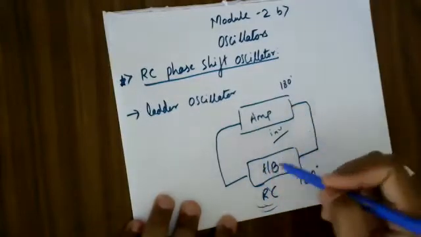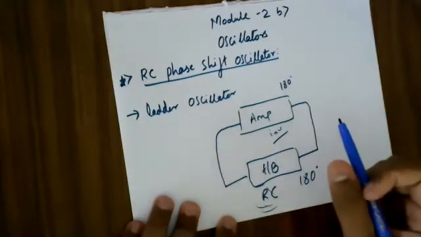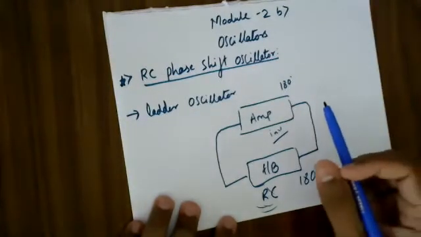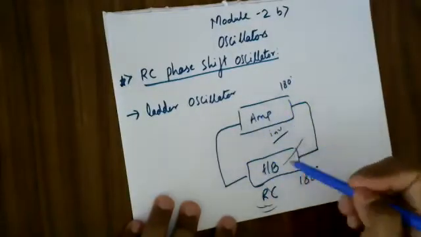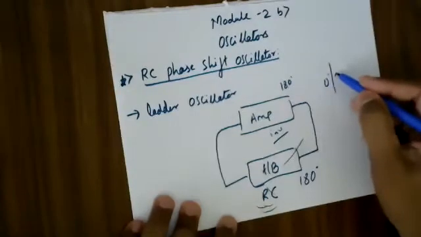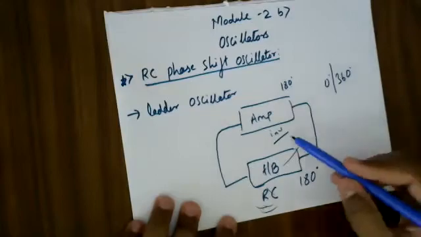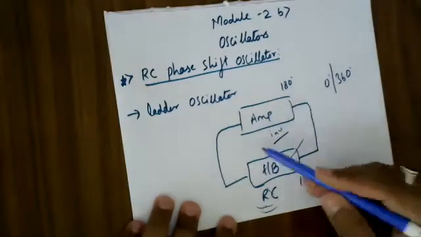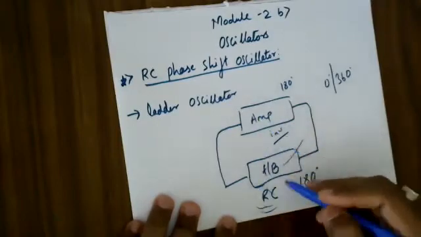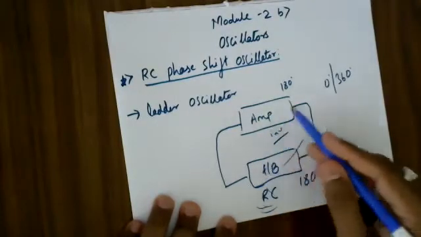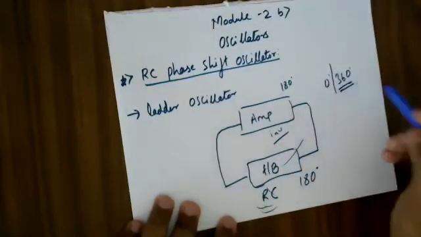So it is satisfying one of the criteria of the Barkhausen criteria for sustained oscillation, which states that the closed loop phase shift should be equal to 0 degree or 360 degree. Now, when I add the total closed loop phase shift, 180 degrees produced by the amplifier and 180 degrees produced by your feedback, the total sum will be 180 plus 180, that is 360 degrees.